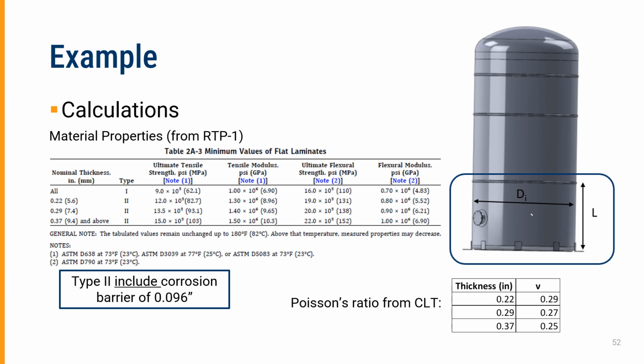When we do the calculations, the first thing I'll do is pull up the table from RTP1 that gives the material properties. This is table 2A-3, the minimum values of flat laminates. And you can see we actually have a couple of things in here. Remember I told you we have type 1. All thicknesses of type 1 have the same properties.